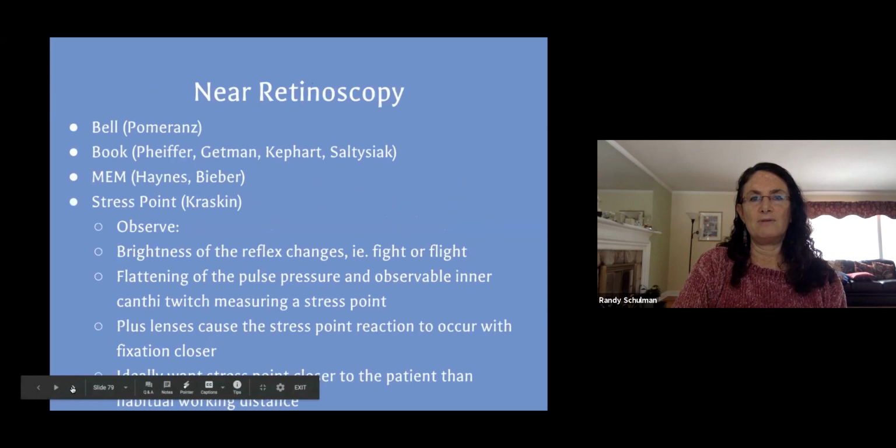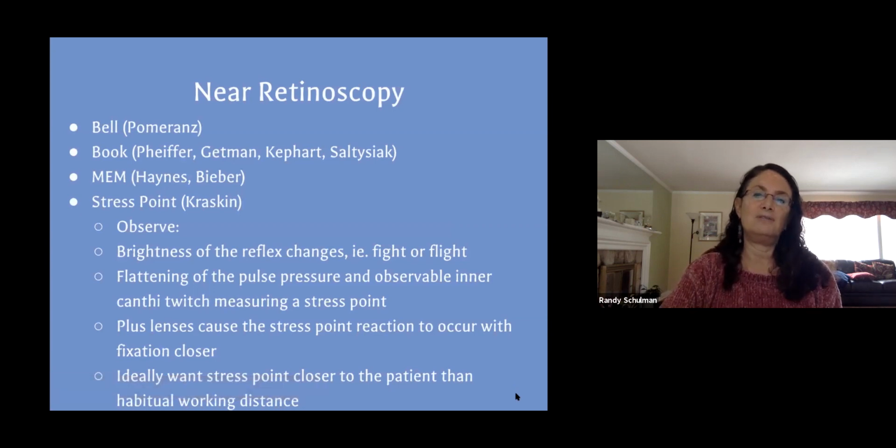I don't have time to go over all of the details with near retinoscopy, but if you haven't really studied it, it's definitely worth taking a look at the different types of near retinoscopy: Bell, Book, MEM, and stress point. The key with all of the retinoscopies at near is just to make observations. Notice the quality of the reflex, when it engages, when it disengages, when it goes dull. You're looking at those brightness and reflex changes, and it'll tell you what the stress level of that individual is. You can actually tell if they're in fight or flight, or if they're tuned out and avoiding.